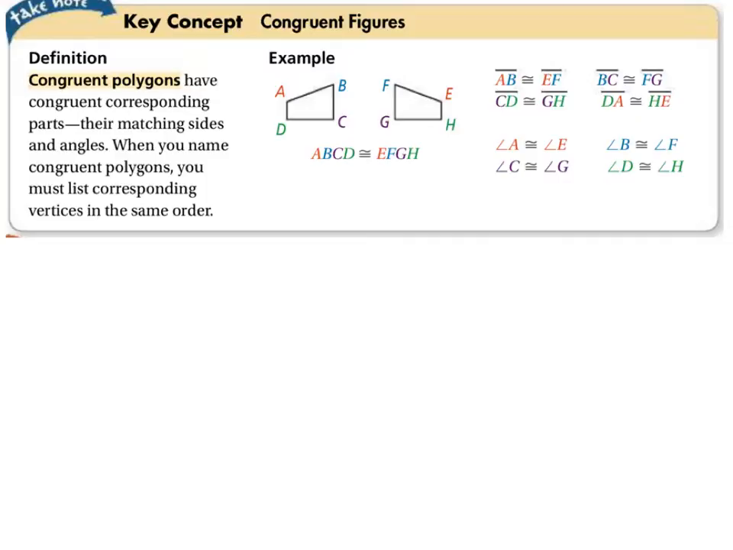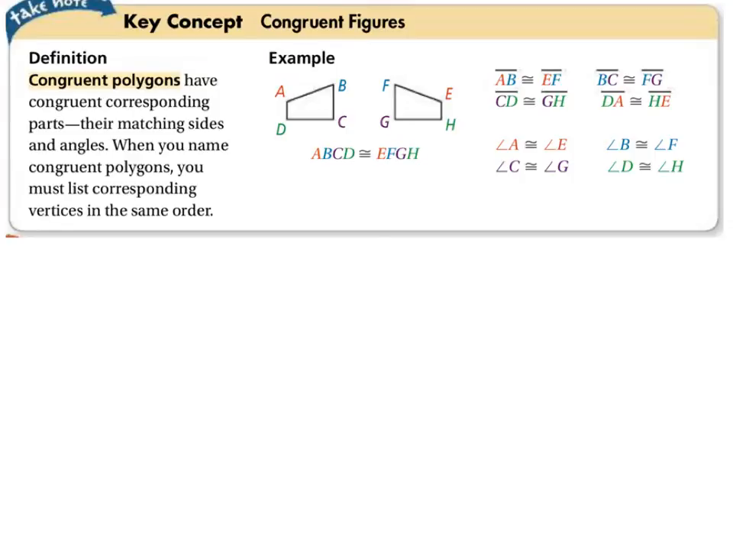Alright, we have our first vocab word, congruent polygons, and also our first key concept. So congruent polygons are polygons that have corresponding parts. They're matching sides and angles that are the same size or the same angle measure. So if we look at the example here, the picture, angle A is congruent to angle E, B and F are congruent, D and H are congruent, C and G are congruent.